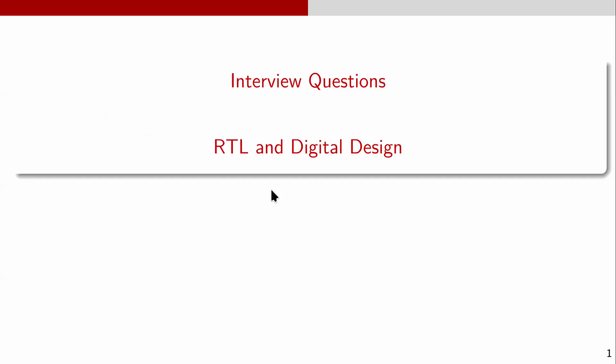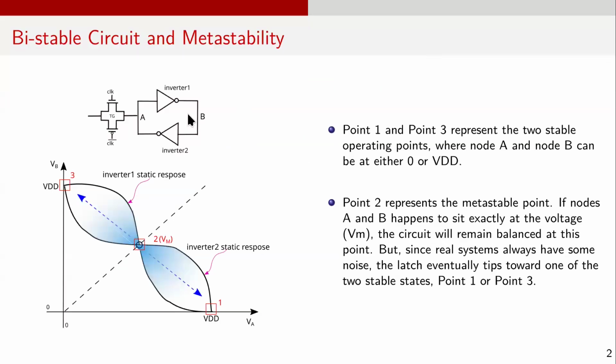Hello everyone. In this video, I'll be talking about metastability in bistable circuits such as latches and flip-flops. Let's begin with a simple bistable circuit, a latch. A latch can be built using two inverters connected back to back in feedback. For simplicity, let's assume these inverters are identical. In this configuration, the output of each inverter drives the input of the other, creating a closed loop.